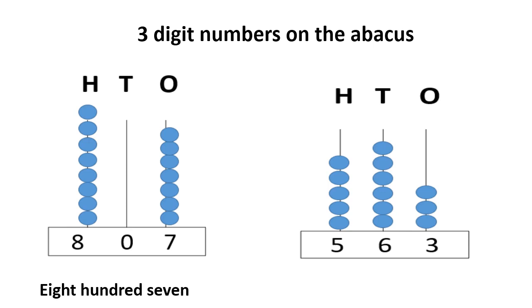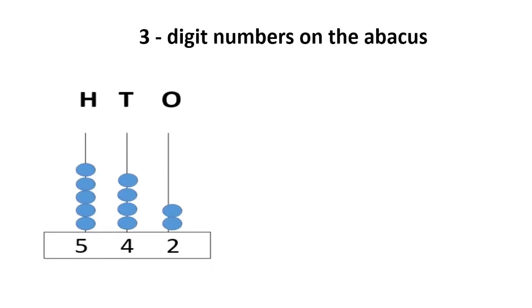Now see one more example of it. Here at ones place 3 beats are there. At tens place 6 beats are there. At 100 place 5 beats are there. So what is the number name of this abacus? 563.